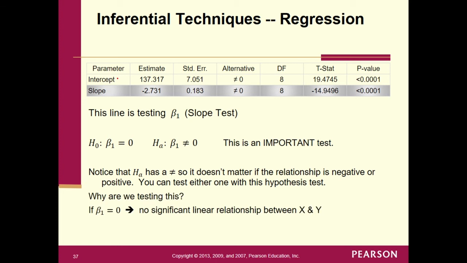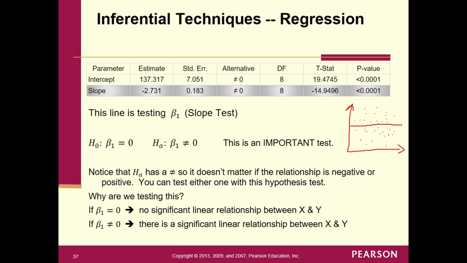Well, if beta 1 is equal to 0, that's basically saying that there's no significant relationship between x and y. Remember what we talked about back in Intro 1: if we had the big ball of nothing, where we start seeing very little to no relationship, what's going to happen to the regression line? It's going to go straight across. So when the slope is 0, there's no relationship between x and y. That's what's in the null. In the alternative, beta sub 1 is not equal to 0, which is saying that there is a significant linear relationship between x and y.